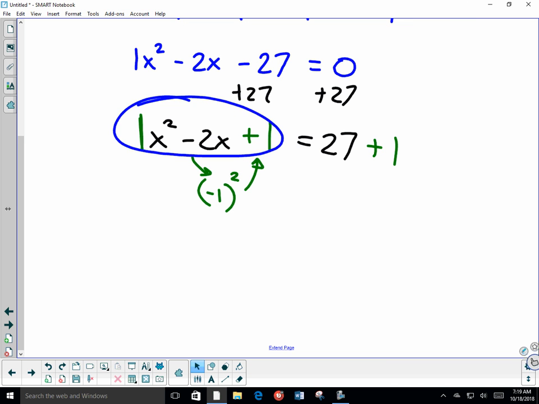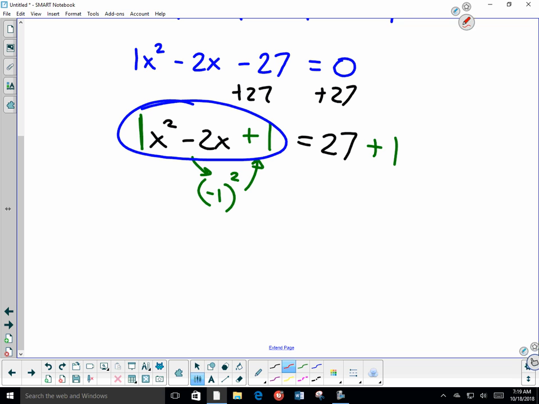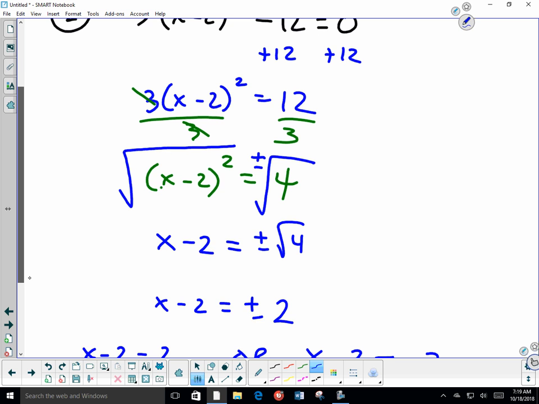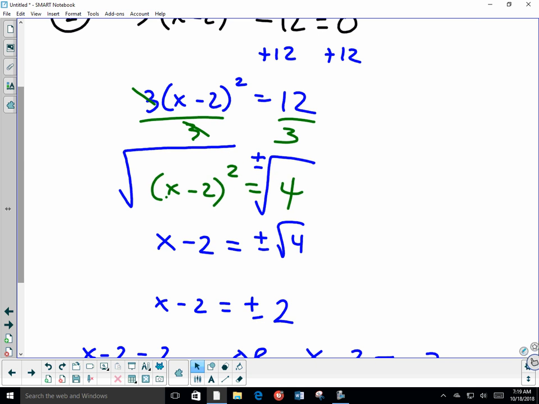So this perfect square trinomial here can be written as a binomial squared. And it's going to be x minus 1 quantity squared. Remember, this is your clue as to how to write your binomial. So it's going to be x minus 1 quantity squared is equal to 28. And now we're in the same kind of position we were in on the previous problem, where we had a binomial squared equaling a number.